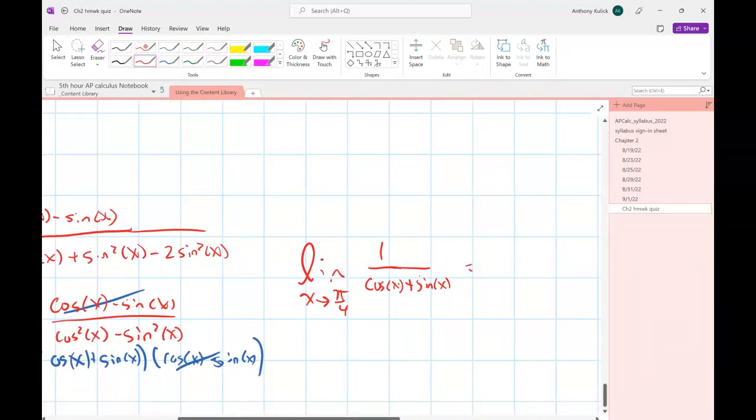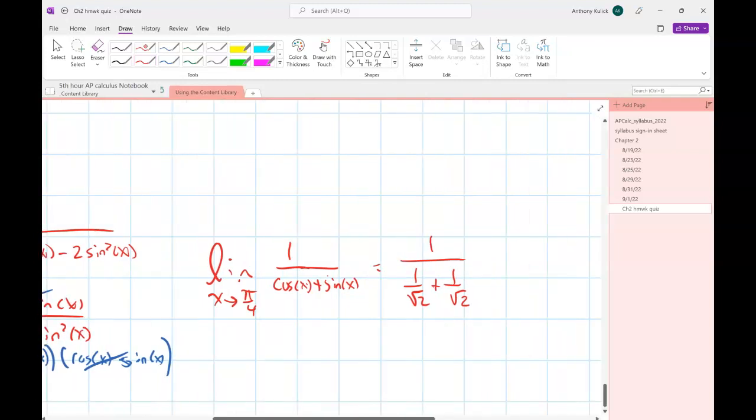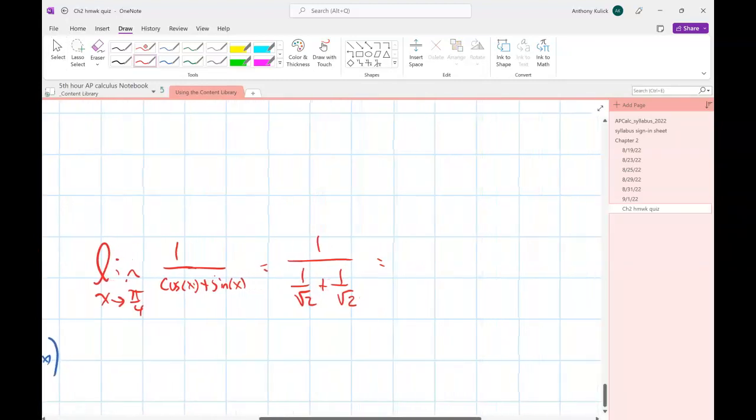Now I can do this by direct substitution. It's lovely that they gave me pi over 4. That's the same as 45 degrees, so sine and cosine are both the same thing. I'm going to write them as 1 over root 2's instead of root 2 over 2, just because it means that there's no reducing later on.